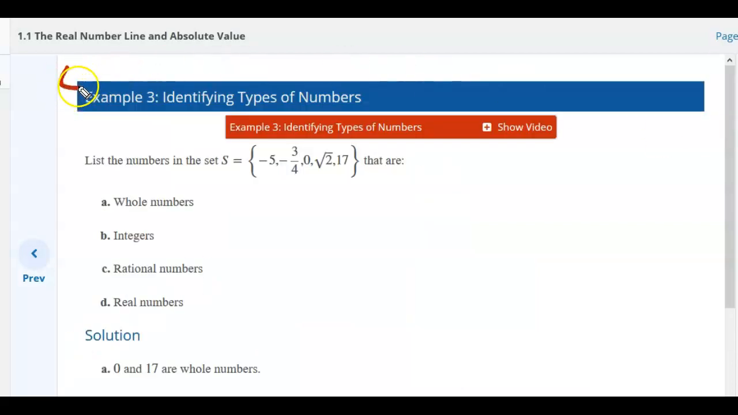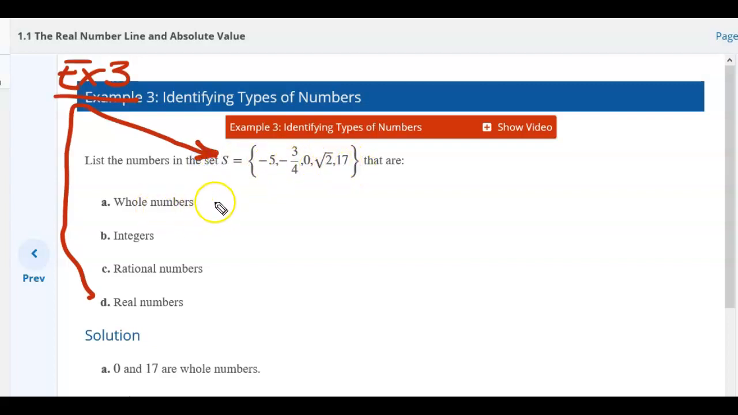Now, for example 3, remember you're writing these down. List the numbers in these sets. So here's the set. Which are the whole numbers? Which are the integers? Which are the rational numbers? Which are the real numbers? Well, for real numbers, you're going to list all of them.